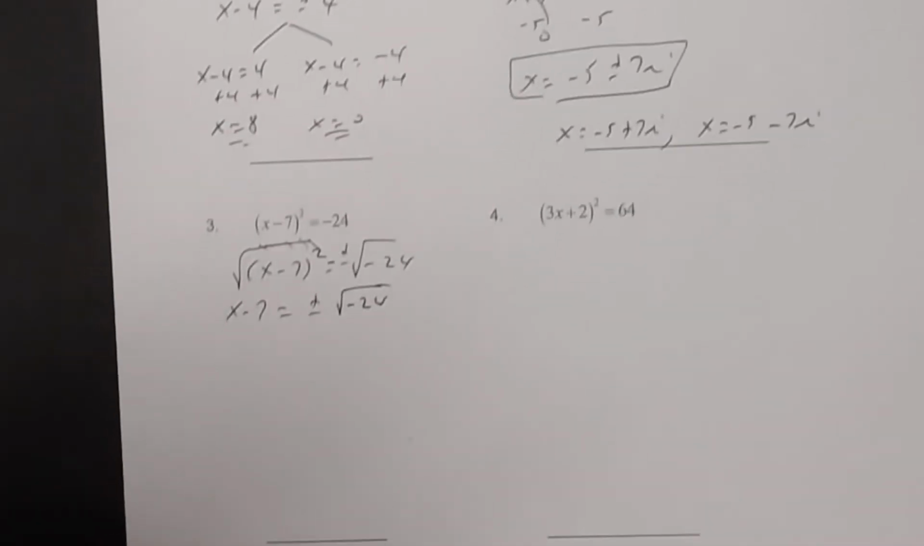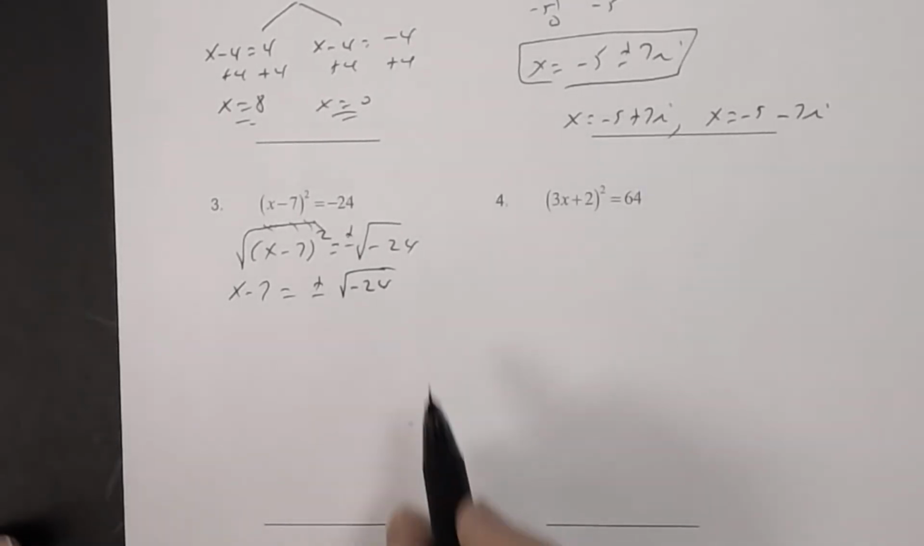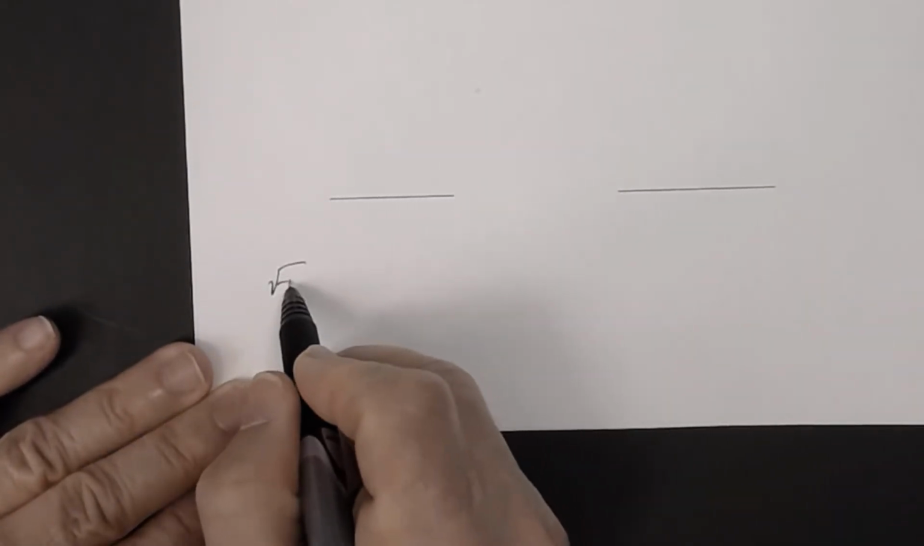Okay, now you want to simplify the radical. All right, so let's talk about the square root of negative 24. Let's go ahead and do that here. Square root of negative 24.